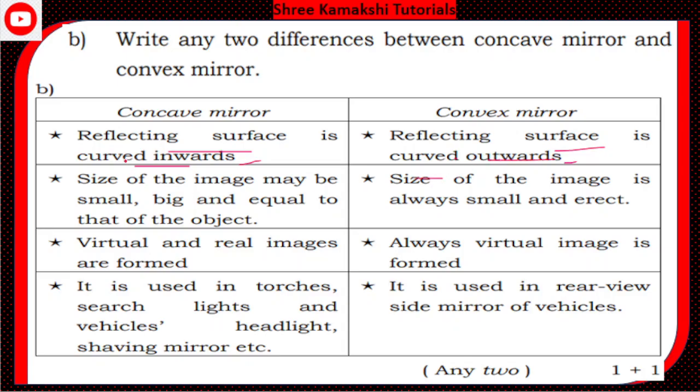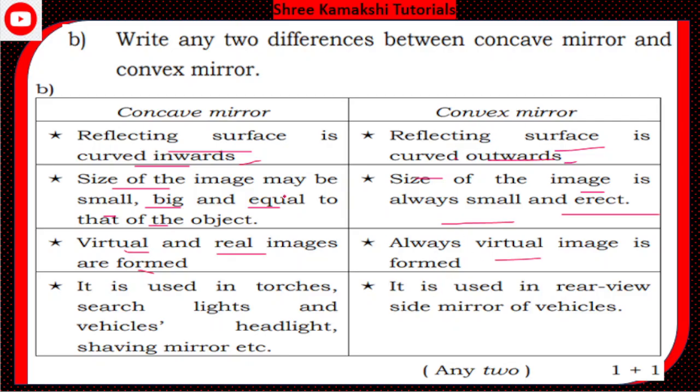Understand the first difference? The second difference is the size of the image may be small, big or equal to that of the object in a concave mirror. In a convex mirror, the size of the image is always small and erect. In a concave mirror, virtual and real images are formed. In a convex mirror, always a virtual image is formed.